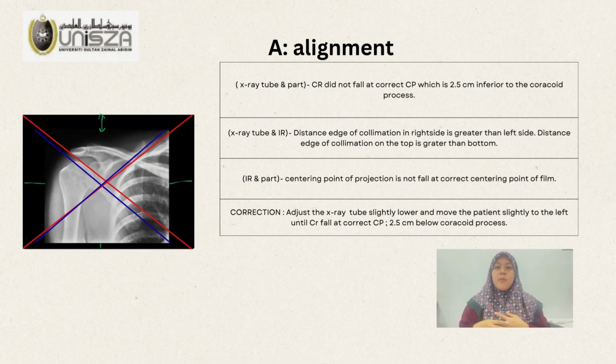For the alignment between X-ray tube and part, the central ray does not fall at the correct centering point, which is 2.5 cm below the coracoid process. For the IR and part, the distance of collimation at the edge of the filum on top with bottom is not equidistant. Same goes for the left and right side. And lastly, the alignment between IR and X-ray tube. The central ray of the projection does not fall at the correct centering point of the filum.